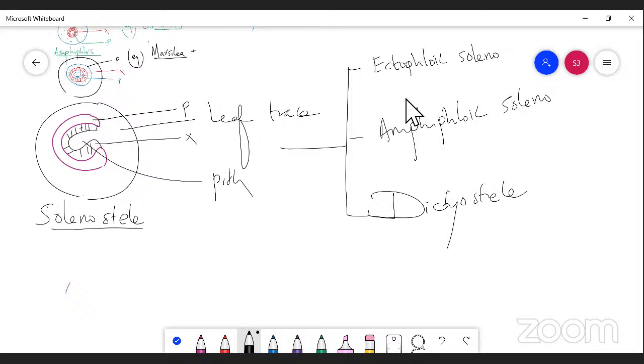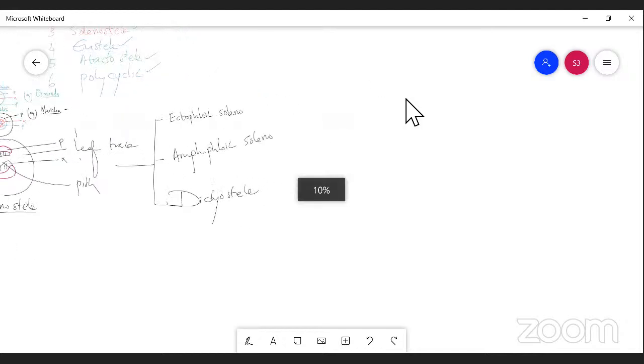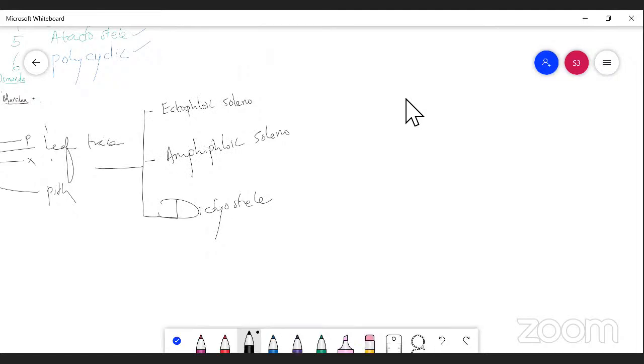What is the difference between the ectophloic solenostele and the others? Ectophloic solenostele is a stele in which leaf trace is present, and the xylem core is there, and the phloem is also present. At the inner side, you can see xylem, and just on the outer side, you can see phloem. Additionally, there is the presence of leaf trace. So this is called ectophloic solenostele.